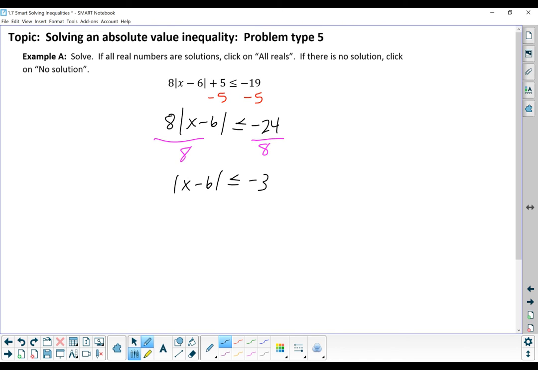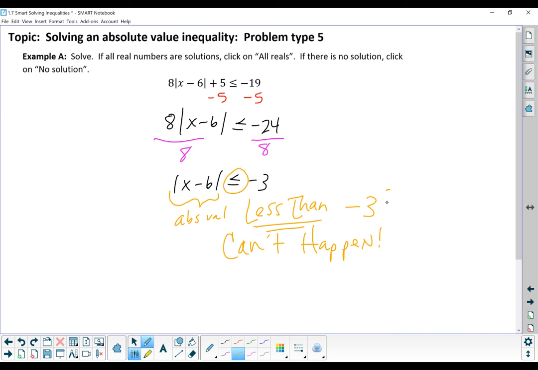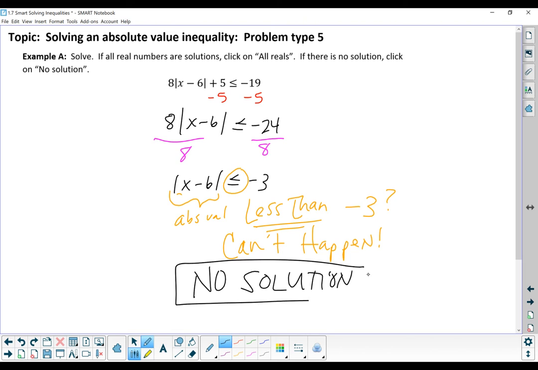And then you might look at your formula sheet and think to yourself, what is going on here? So this is that third possibility that I hadn't talked about yet. This is an absolute value less than negative 3. Well, that can't happen. An absolute value, by definition, is a positive number. So saying that this positive number is less than negative 3 is a contradiction. And that means that for this inequality, there is no solution. So if you have an absolute value less than a negative number, that means there is no solution.